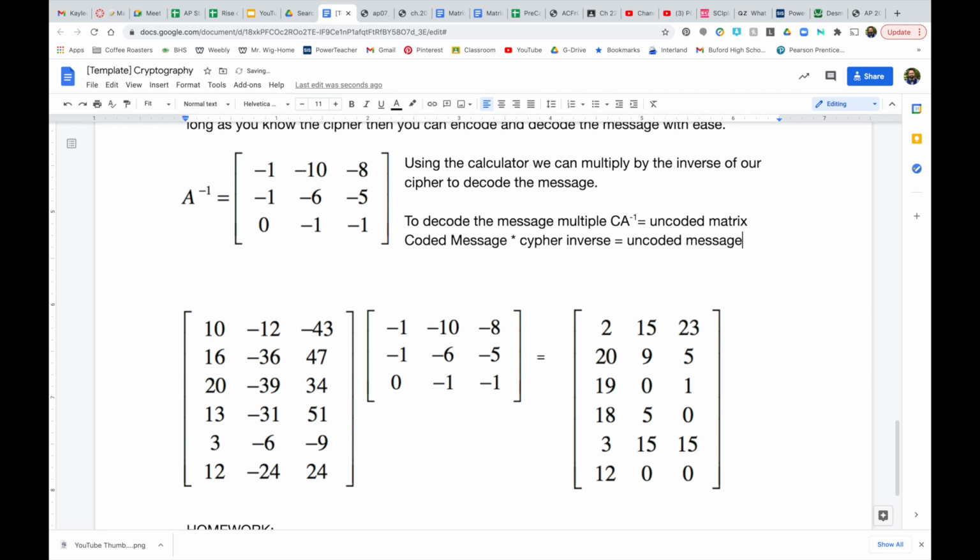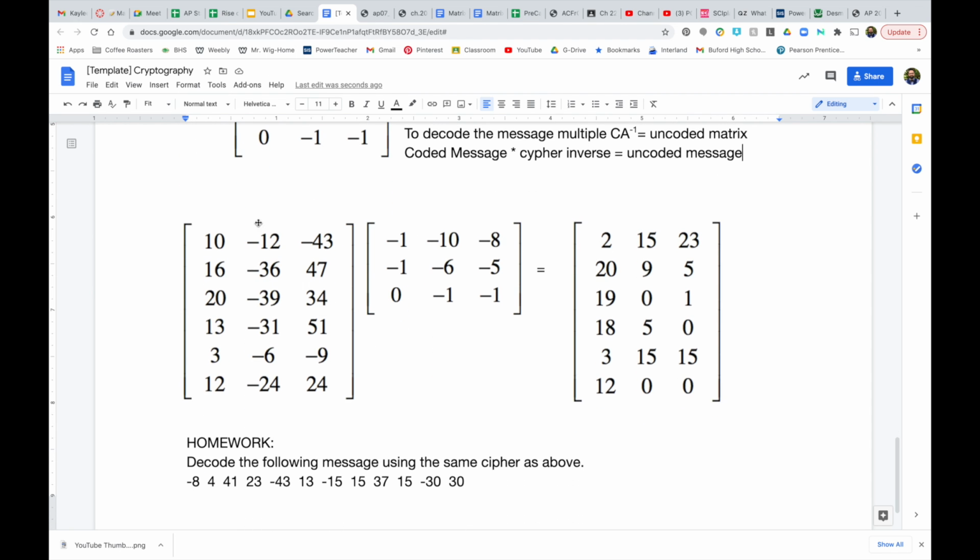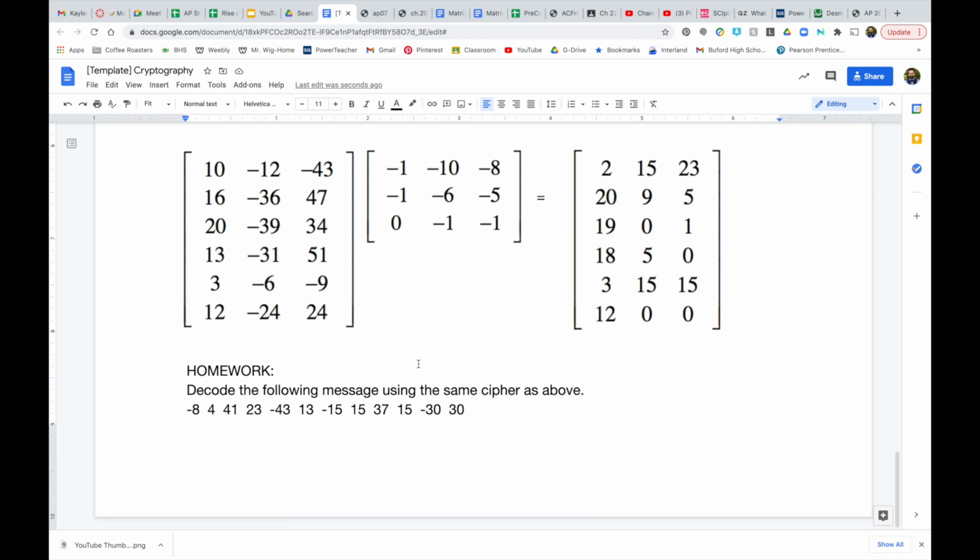What that means is I would have to do that kind of multiplication to turn it back. So you have your message that's been coded times the inverse of your cipher, and that's going to turn it back into what we can translate into our original message, where A is 1, B is 2, and so forth. Okay? And so here's one for you to try.